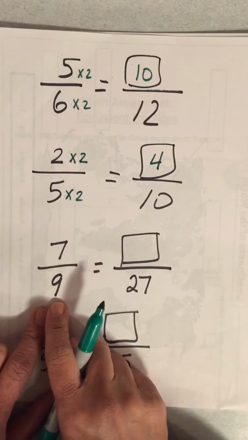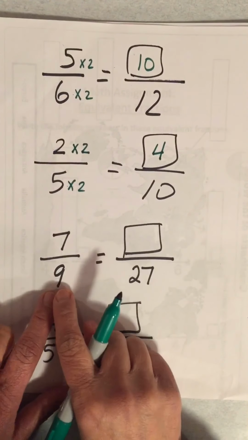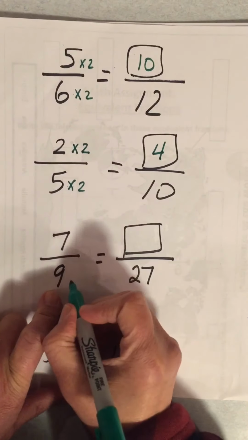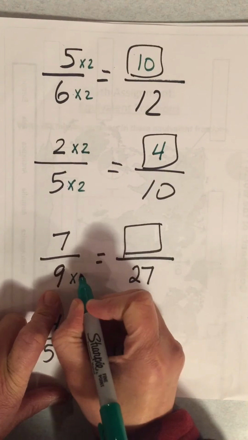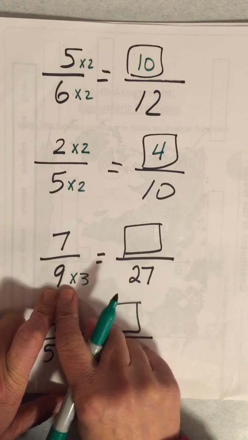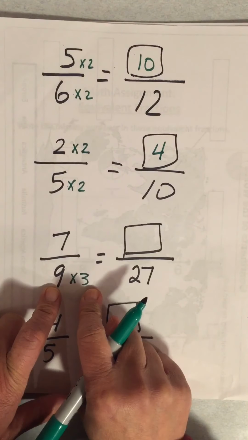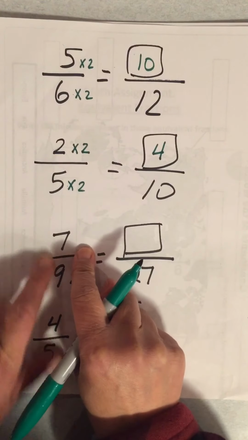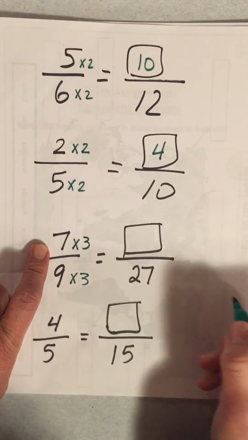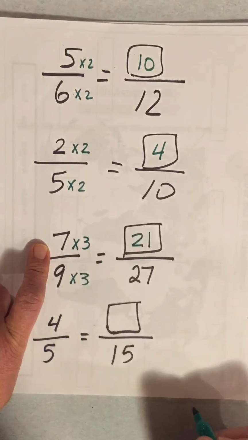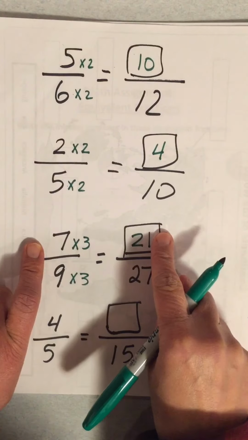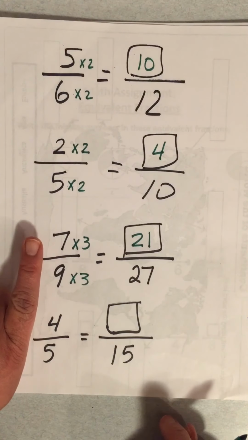Look at this one. This is not times 2, that's for sure. 9, how does it become 27? 9 times 3 is 27. If I multiply the denominator by 3, I multiply the numerator by 3 as well. 7 times 3 is 21. 7/9 is equivalent to 21 over 27.